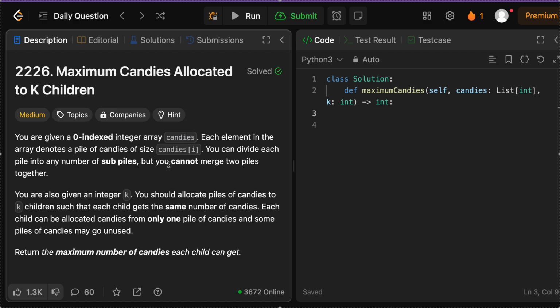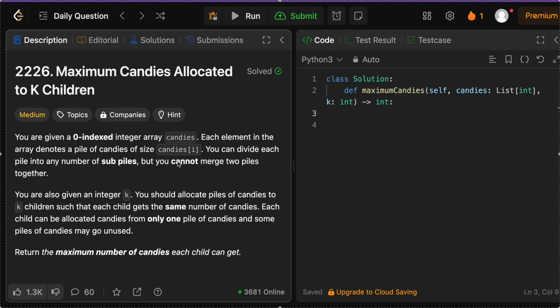Effectively, initializing the search range, the lower bound would be 1. That is the minimum valid allocation per child. It would be at least 1 because each child can get at minimum 1 candy. And the upper bound, the high bound, would be the maximum of the candies, right? Because the maximum number of candies that one child could get is from the biggest pile.